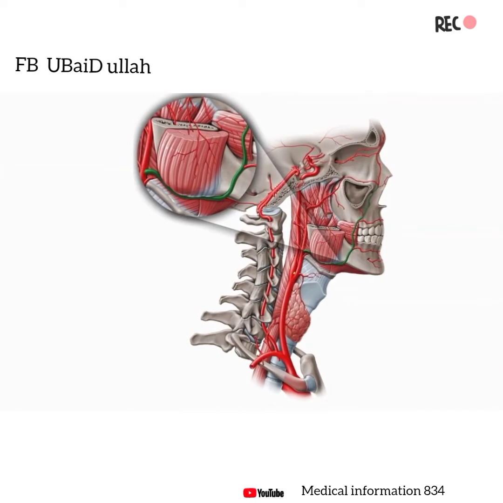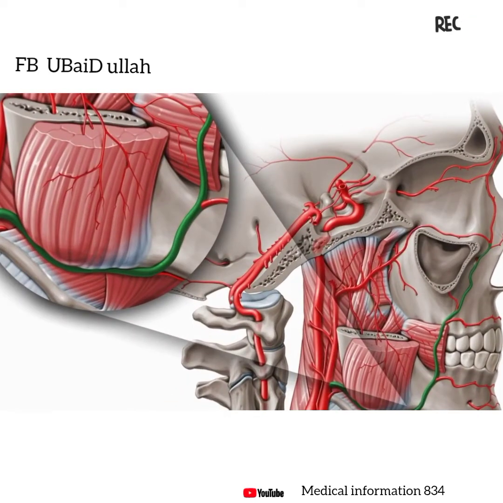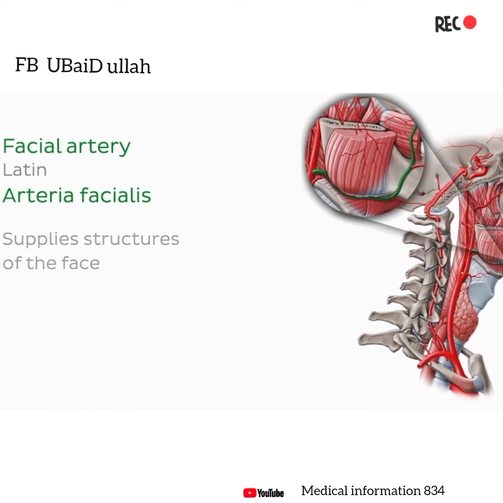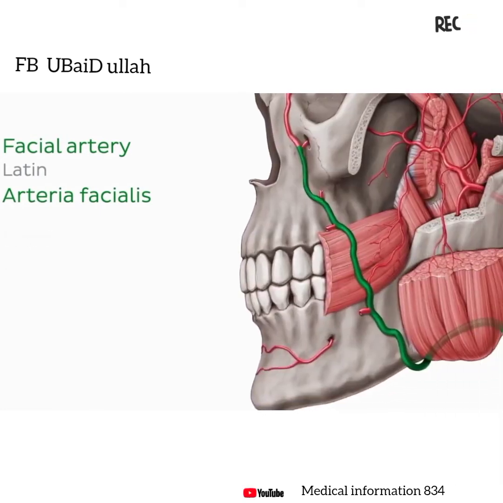The next branch of the external carotid artery is a biggie, so pay close attention to this one. This is the facial artery, which, as the name suggests, supplies the structures of the face. It courses initially around the inferior border of the mandible, before turning superiorly across the cheek and towards the angle of the mouth, and terminating near the medial aspect of the eye.